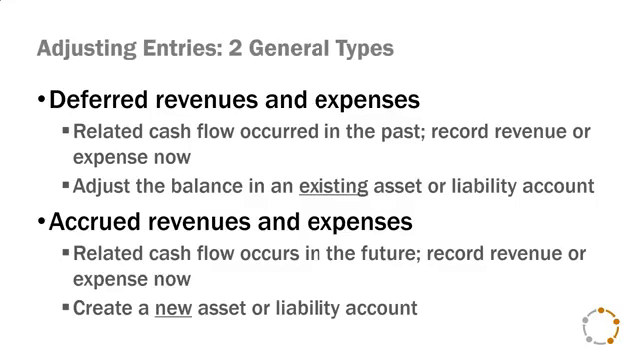So we've talked about two general types of adjusting entries. With deferred revenues and expenses, the related cash flow occurred in the past, but we record the revenue or expenses in this period, while at the same time adjusting the balance in that existing liability or asset account that was created in the past at the time that the cash effect occurred. And with our second type, accrued revenues and expenses, the related cash flow will occur in a following period. But we go ahead and record the revenue and expense in this period and at the same time create a new asset or liability account.